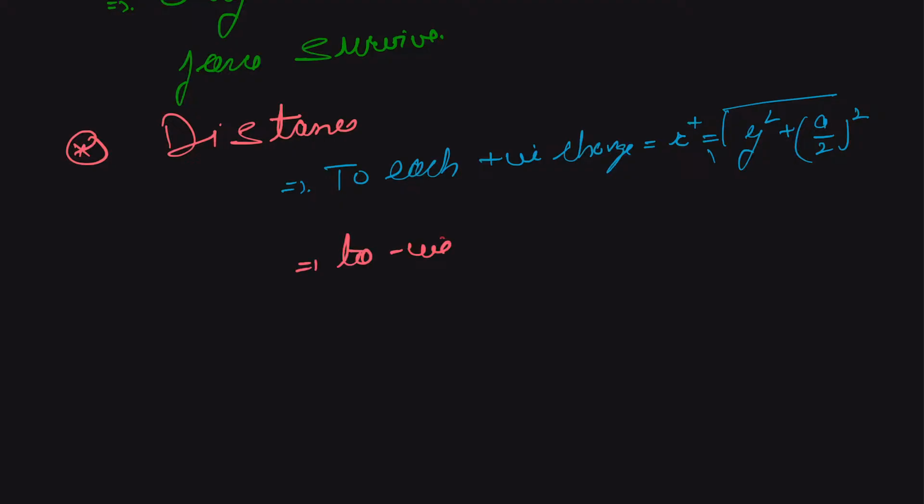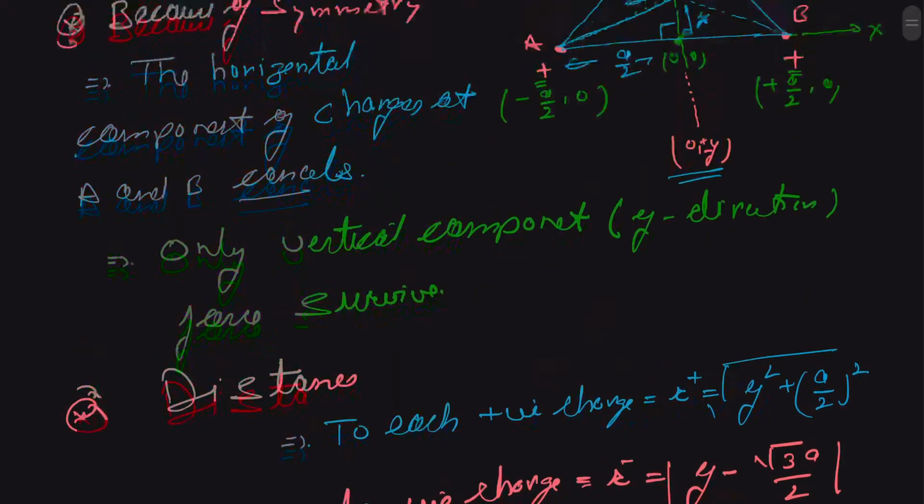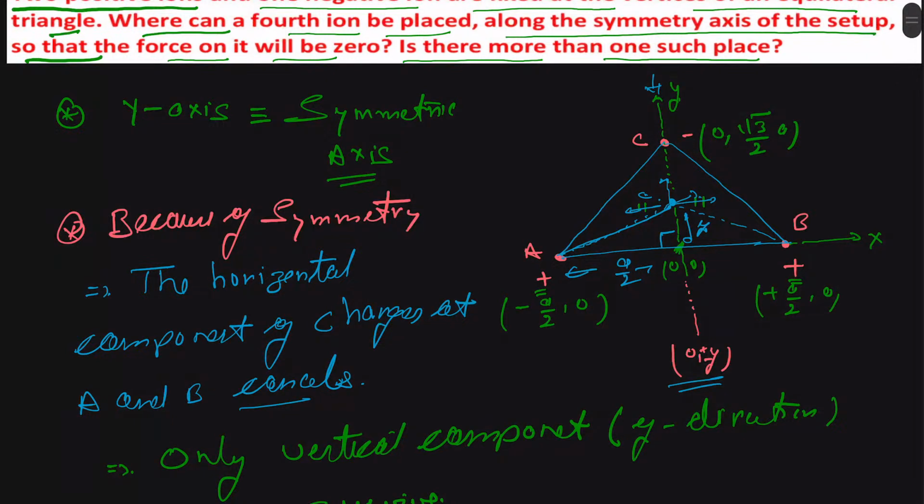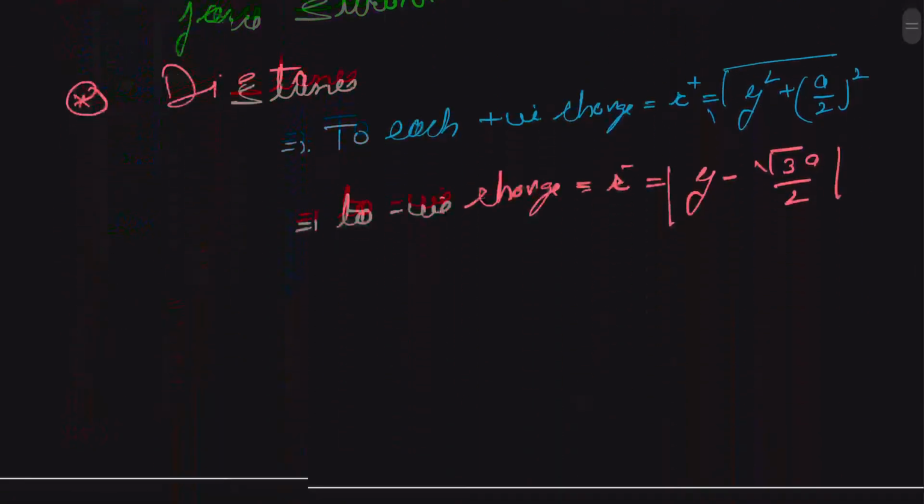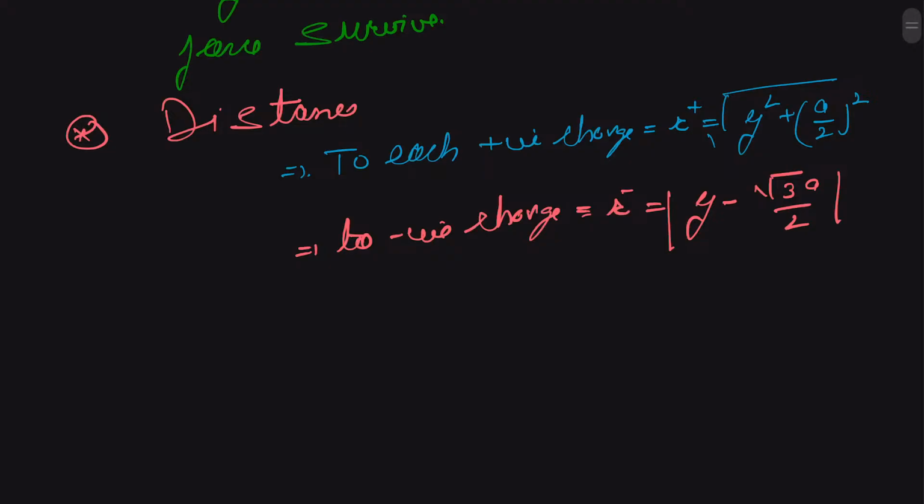Let us call this R negative, and this R negative will be equal to the modulus of y minus square root of 3 by 2 times a. We are taking the modulus because this point can lie anywhere on the y axis, and we are only interested in the magnitude. So from here we can see that these two distances are not equal.